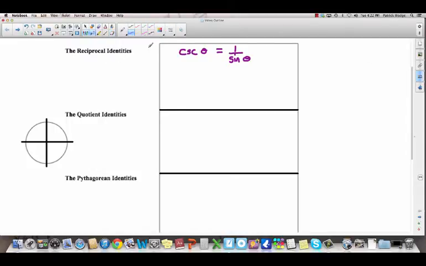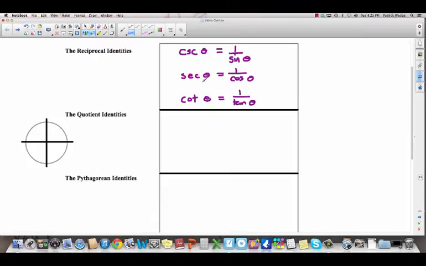Alright, so that's one reciprocal identity. Another one is that secant theta, remember what that's equal to? It's equal to 1 over cosine theta. Done that before. And the last one of the reciprocal identities is that cotan theta is equal to 1 over tan theta. Okay, we've done all those before.